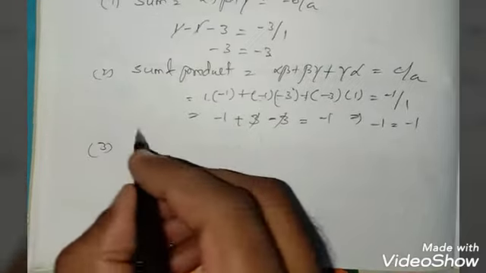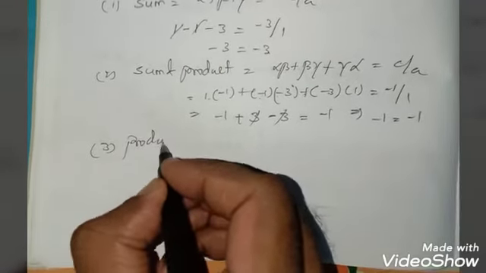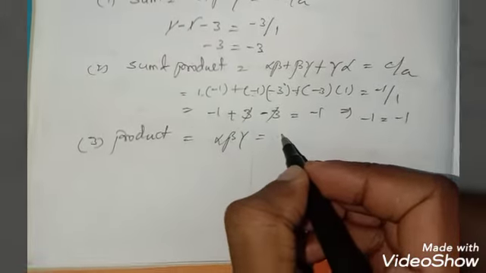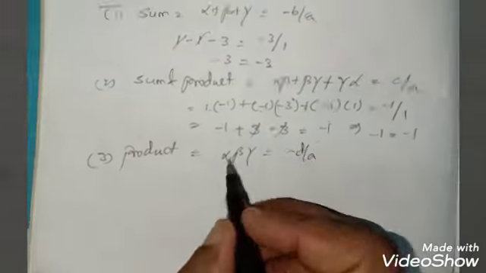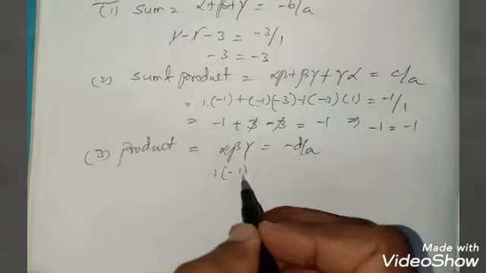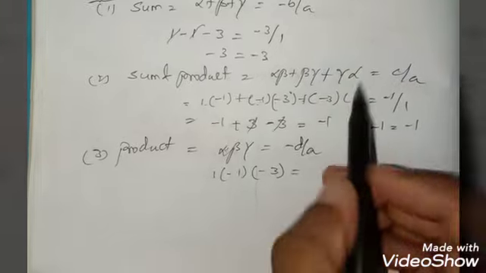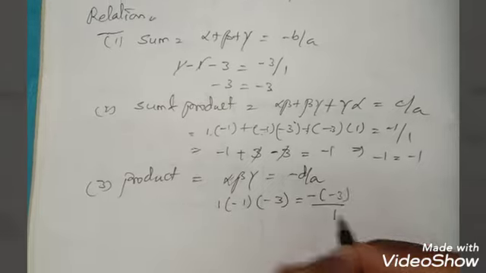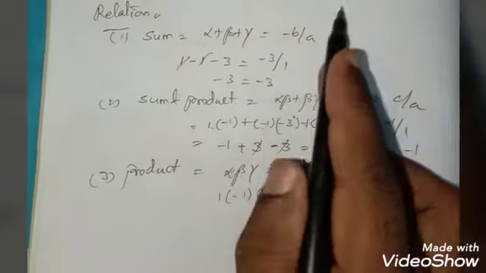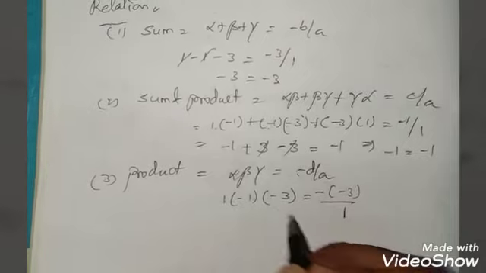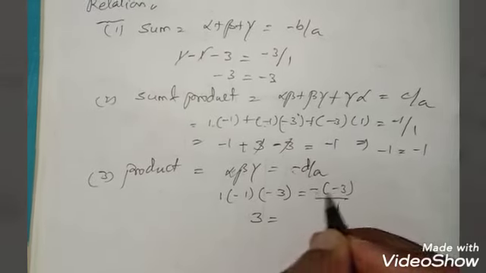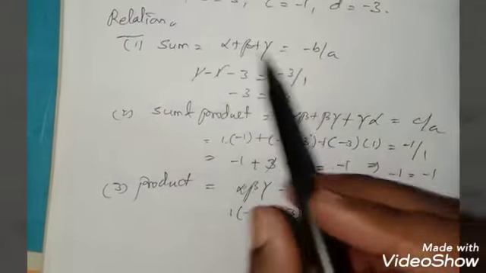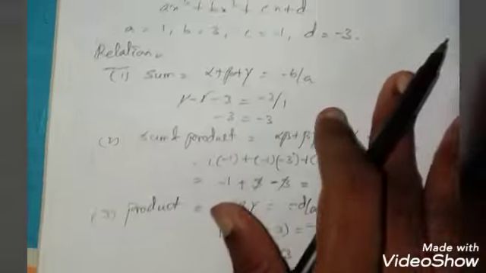Now coming to the third one, the product of the roots. The product is alpha beta gamma, and its relation is minus d by a. Now alpha is 1, beta is minus 1, gamma is minus 3, and the d value is minus 3 here. That is minus of minus 3 by 1, because minus is already there and the d value is also minus. Here minus into minus is plus 3, equal to plus 3. So like this we are showing the relation between its zeros and the coefficients in a cubic polynomial.